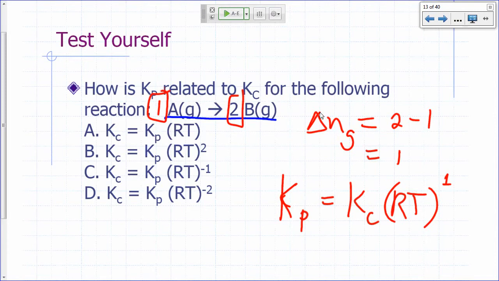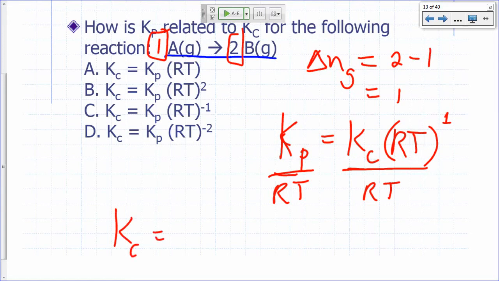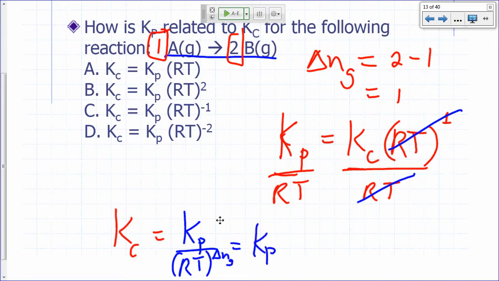Do you have any equation that shows that? It's Kp on the left, Kc on the right. There's no right answer. Yes, there is. Because what if I divide both sides by RT? Divide both sides by RT. What do you get? Kc is equal to Kp over RT, right? So that's another way of writing it. So that's Kp over RT to the delta N gas. So that's going to be equal to Kp times RT to the negative 1.